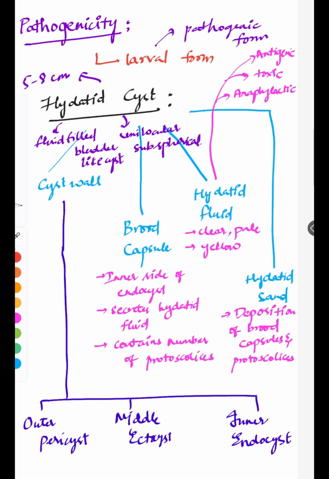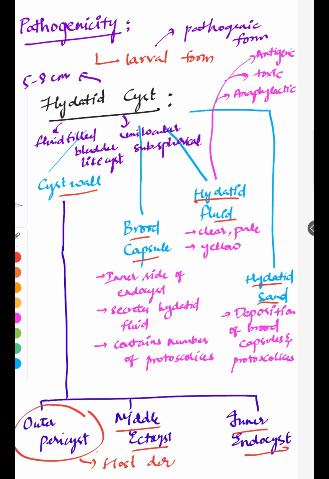Next, coming to the parts of the hydatid cyst. So there are 4 parts. What are those? Cyst wall, brood capsule, hydatid fluid, and hydatid sand. And again the cyst wall is of three parts, that is outer pericyst, middle ectocyst, and inner endocyst. In this, the outer pericyst is host derived, that is it is derived from the host.